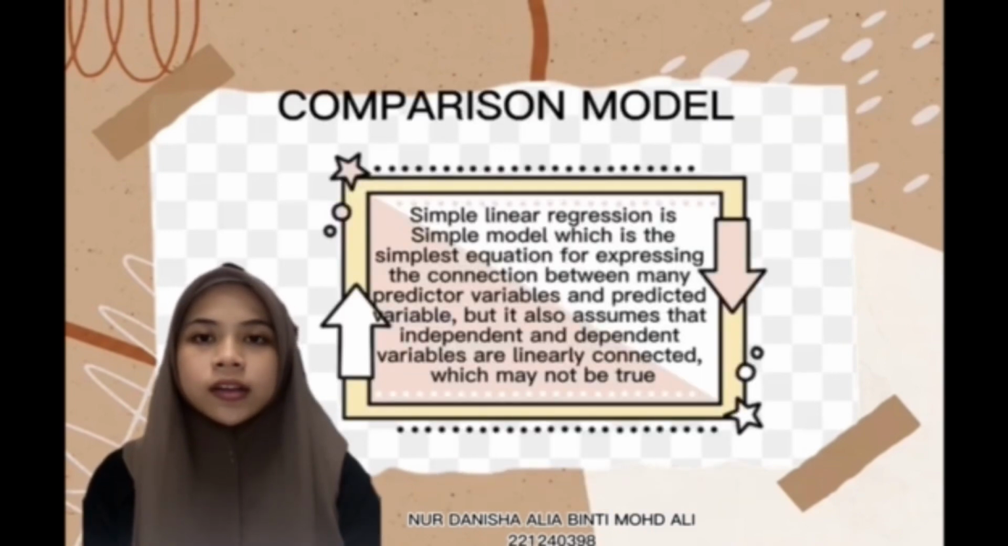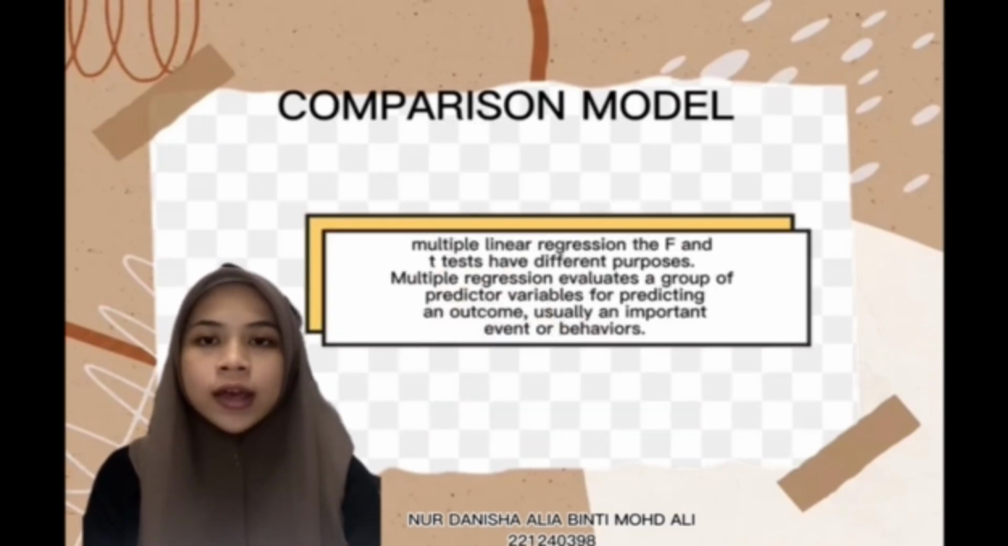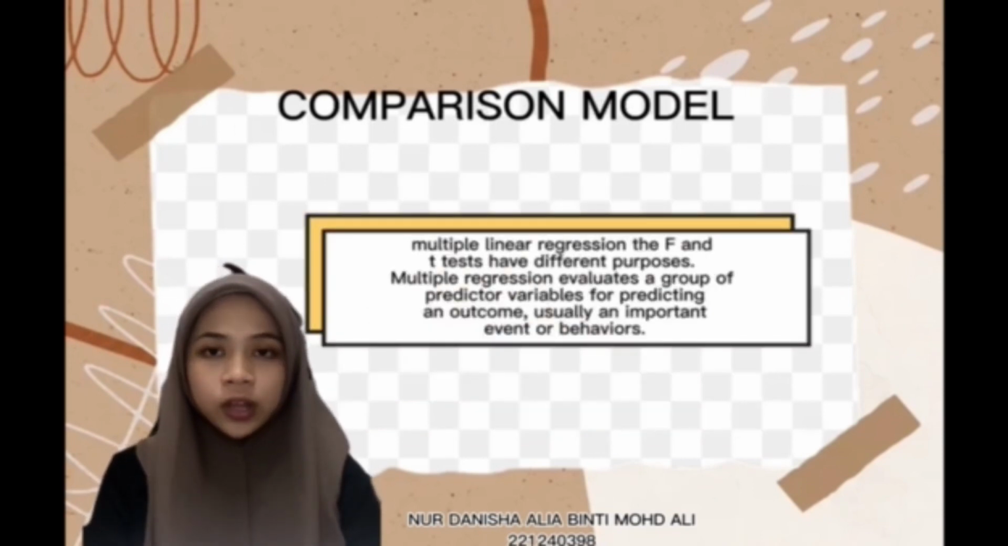Simple linear regression is a simple model, the simplest equation for expressing the connection between predictor variable and response variable, but it also assumes the independent and dependent variables are linearly connected, which may not be true. Thus, for multiple linear regression, the purpose is different. Multiple regression evaluates a group of predictor variables for predicting an outcome, usually for an important event or behavior.